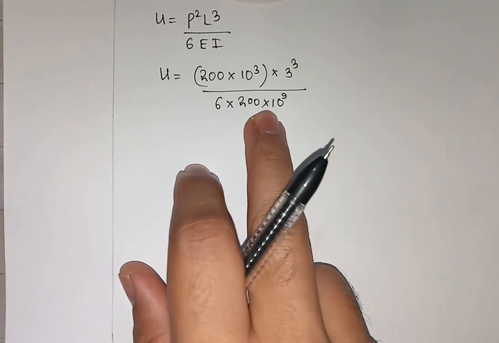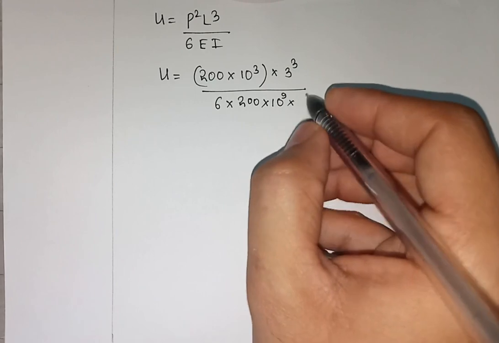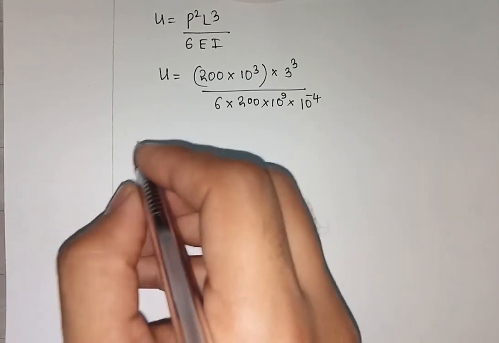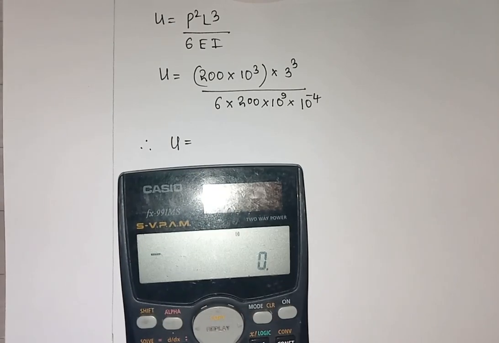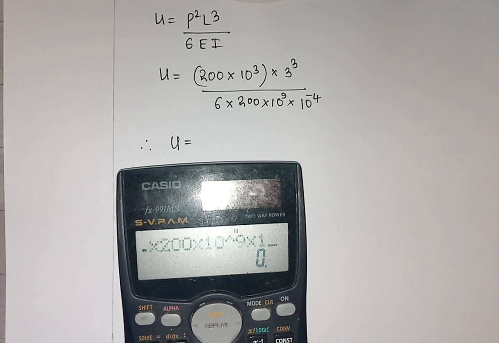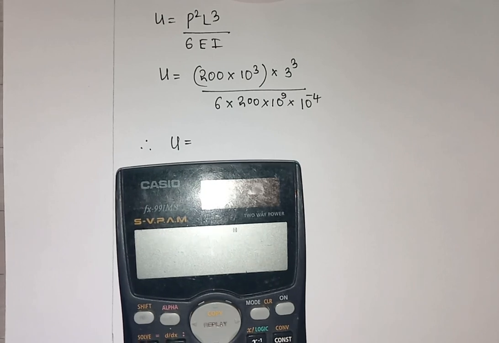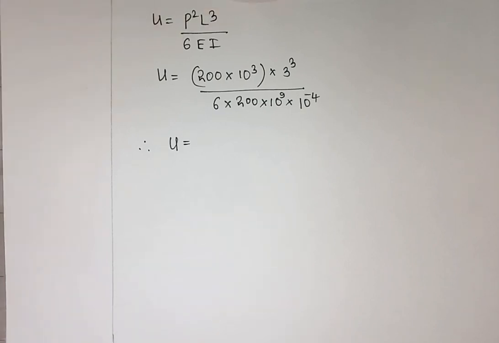Now it will be Newton per meter square, into value of I given to me is 10 raised to minus 4. So therefore value of U will be equal to, so let me check out. So it is 200 into 10 raised to 3 into 3 cube, 27, divided by 6 into 200 into 10 raised to 9 into 10 raised to minus 4. So I have gone wrong during the calculations. Once again let me check it.